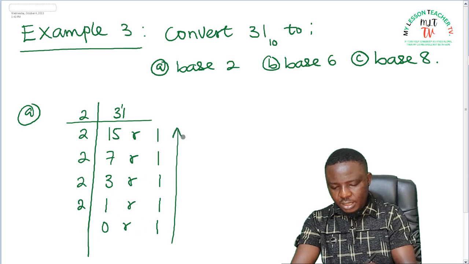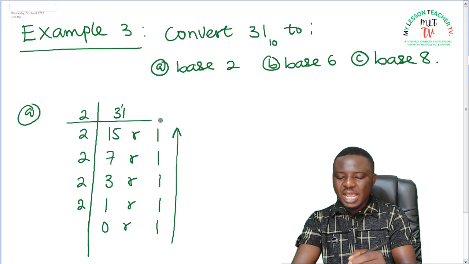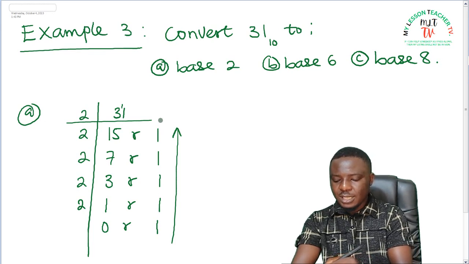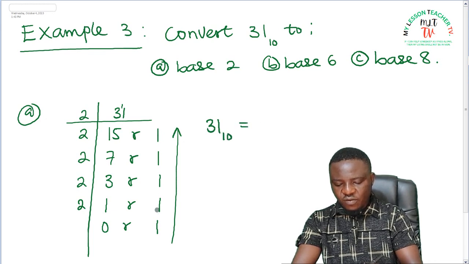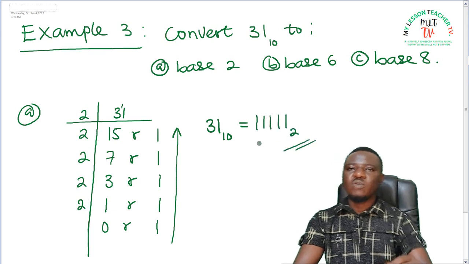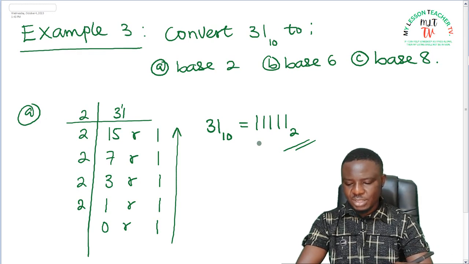Now pick those remainders beginning from the bottom to the top. That gives you the equivalence of 31 in base 2. So 31 base 10 is equal to 11111 in base 2, we have 5 groups of 1, 1, 2, 3, 4, 5. So this is its equivalence in base 2. If you write it down, you still have the same thing.